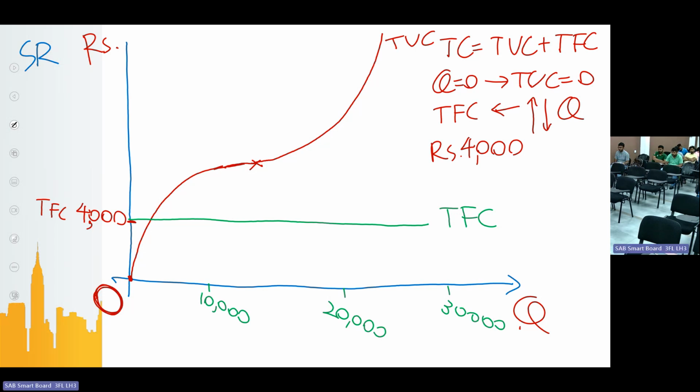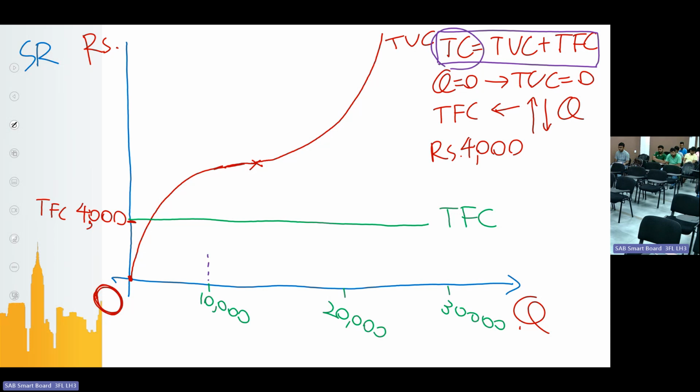And then we are going to draw total cost. Total cost is the summation of total variable cost and total fixed cost. So we have combined these two curves together to draw total cost. We have total fixed cost, we have total variable cost. So the combination of these two curves will be total cost.